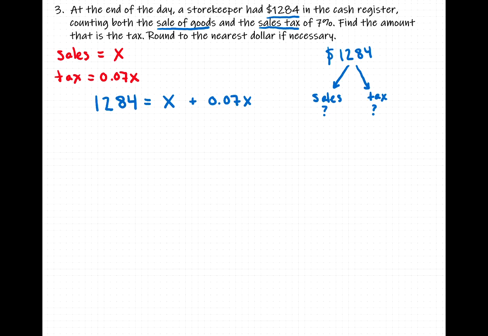All right, so on the right-hand side, we have two like terms, two terms that both have X, and just like if we had 2X plus 3X, we would say, well, that's equal to 5X. Well, here we have 1X plus 0.07X. So just like down here, we would add the 2 and the 3, up here, we add the 1, because that's 1X, and the 0.07. Okay, so we get 1,284 is equal to 1.07X.